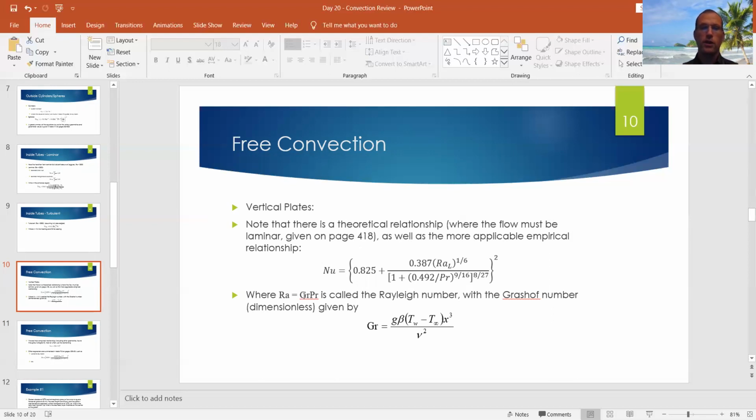Ra is Gr times Pr, the Rayleigh number. Gr is the Grashof number, given by g times beta, temperature difference, some length x cubed, over kinematic viscosity squared. And again, for this free convection case, it's this Rayleigh number which tells us whether it's laminar or turbulent. So that's the value that we look at to see what the different regimes are.